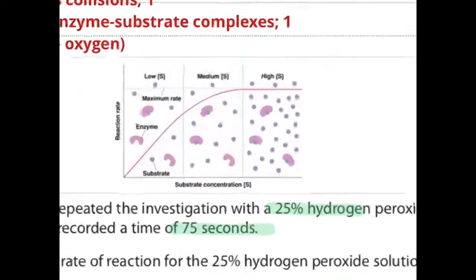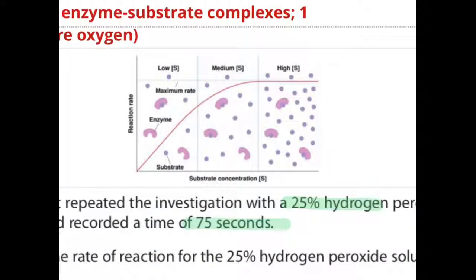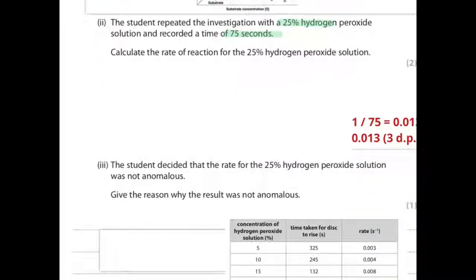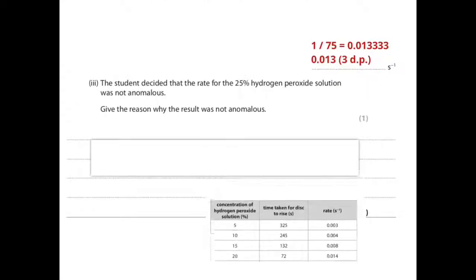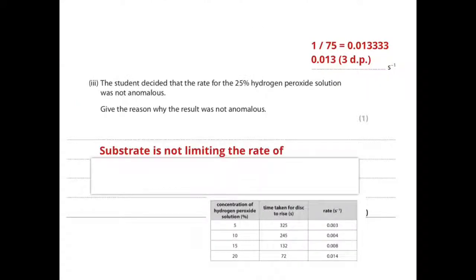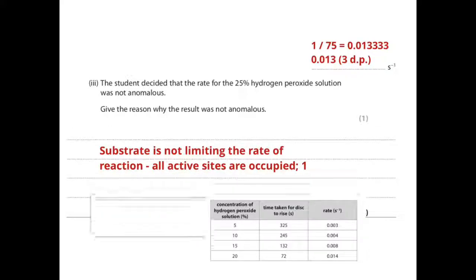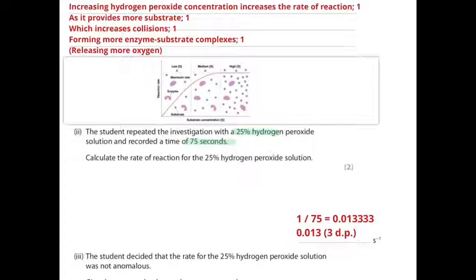Well, let's look back at this graph, because obviously if you keep increasing this substrate concentration, the amount of hydrogen peroxide, there's only so many active sites available to actually help or collide and break it down. So you can keep adding more, but if there's only this many enzymes, it's not going to speed up the rate of reaction, because all active sites are occupied. So that's why the rate is decreasing. We expect it to. So to answer this, you say substrate is not limiting the rate of reaction. All active sites are occupied, which is what this graph shows here.